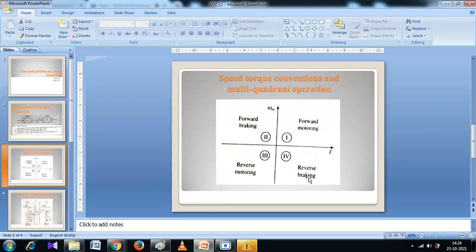If the torque developed by the motor and the speed are reversed, so the torque developed is negative and the speed is also negative, then the total power is positive. So this operation is called reverse motoring. And if the developed torque is positive and the speed is negative, then the power at that time is negative, and this operation is called reverse braking. I hope it is clear to you now, the four quadrant operation of a motor.